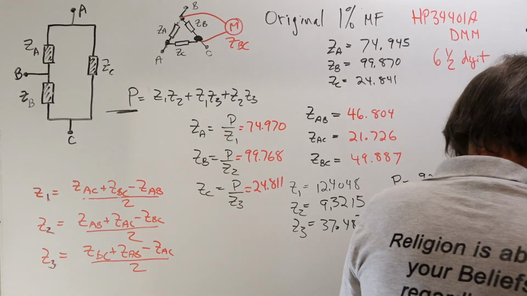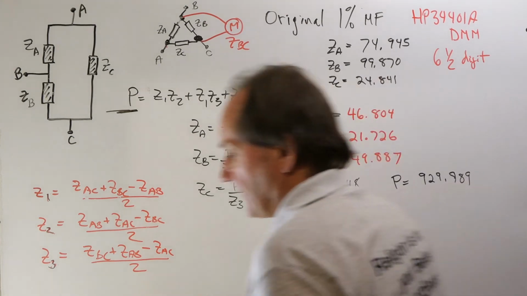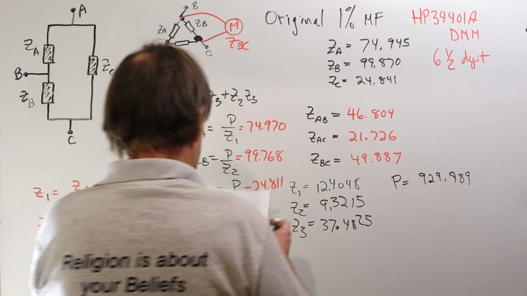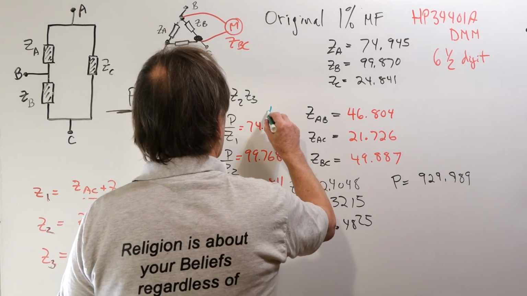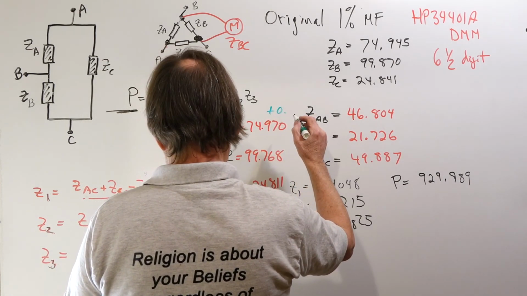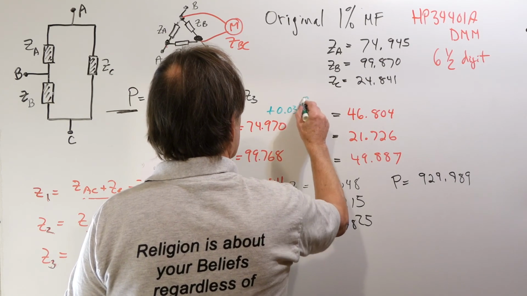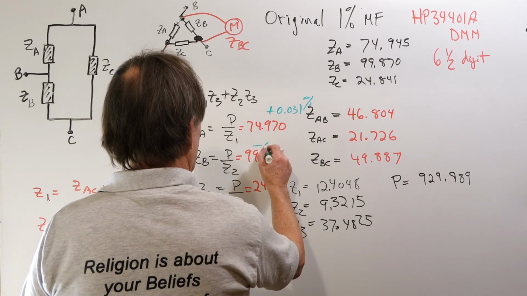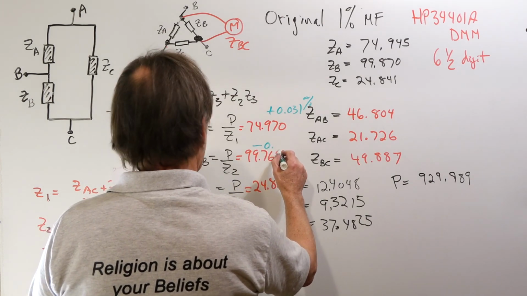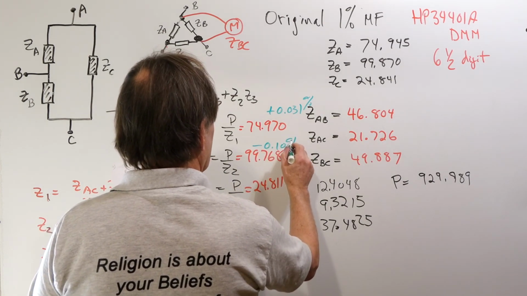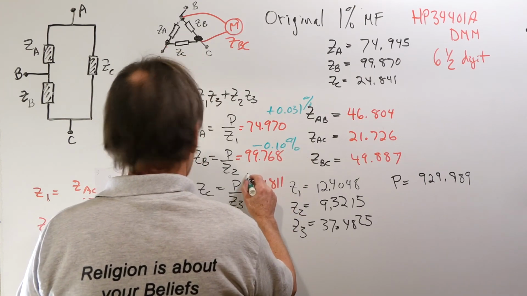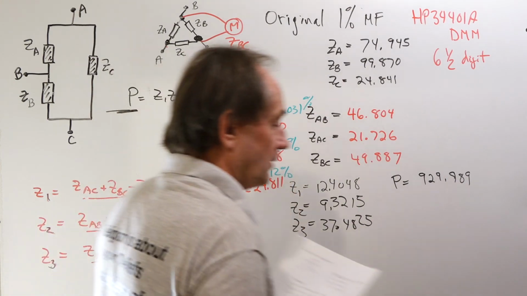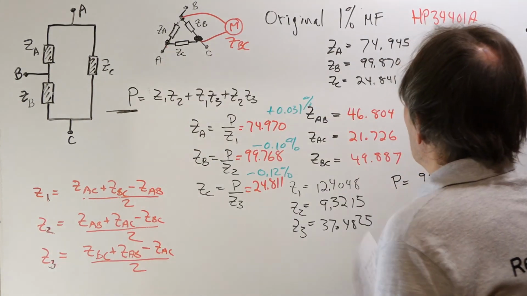Compare to the original values, and we see that we're very close. If we compute the errors, ZA is high by 0.031%, ZB is low by 0.10%, and ZC is low by 0.12%. So I'm well within the margin of error.